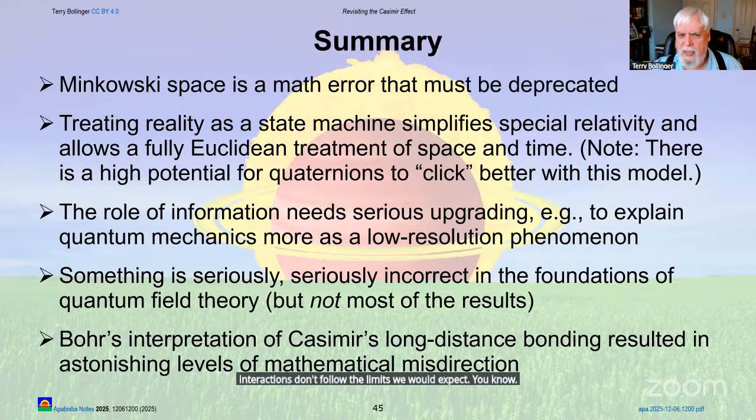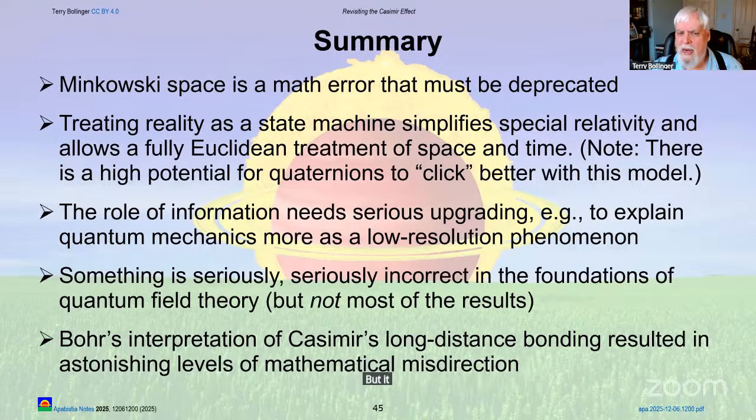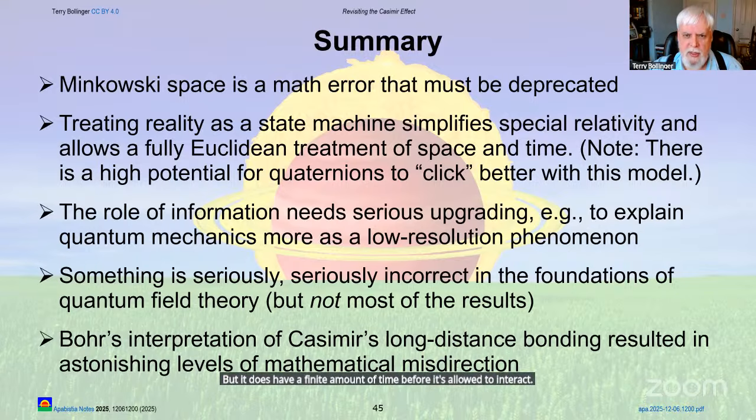Somehow a photon gets emitted at a different distance star. It doesn't really exactly cross the empty space in between, but it does have a finite amount of time before it's allowed to interact with a whole bunch of things that are on the periphery of that. And just the idea of going to an SMU, a state machine universe, allows us to explore things like that, I think, in a very different way.